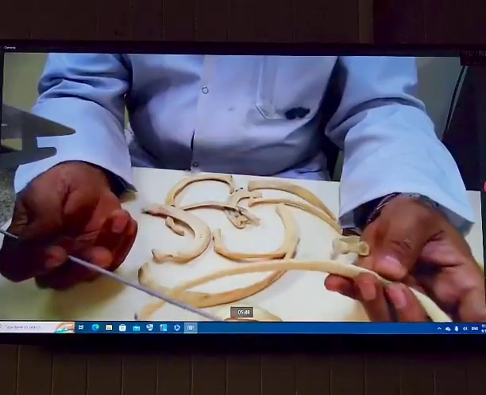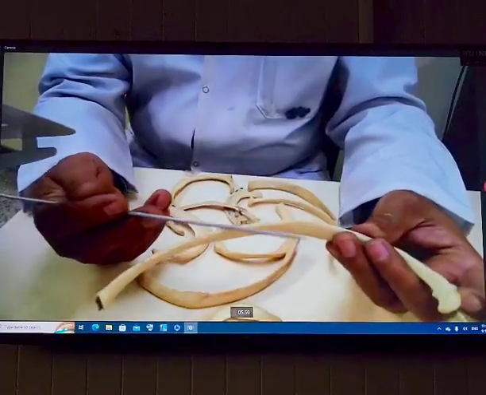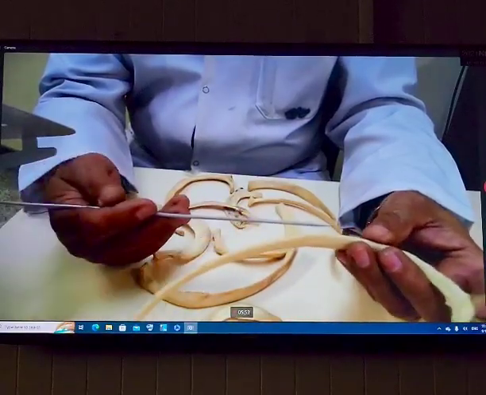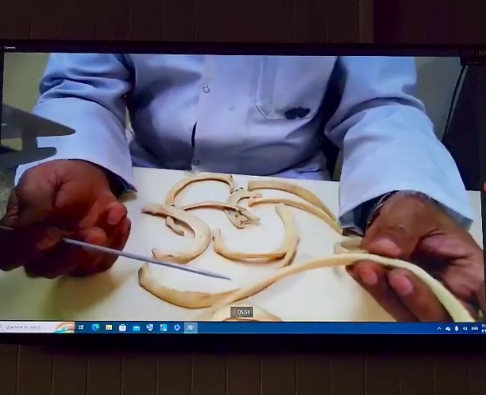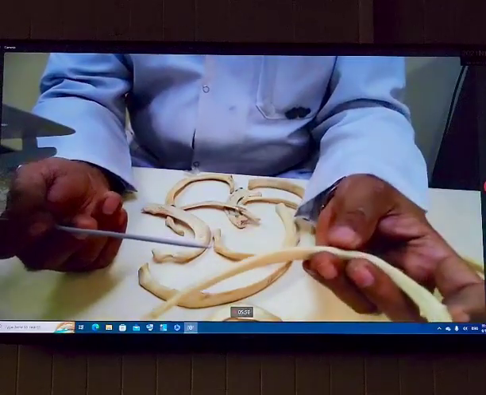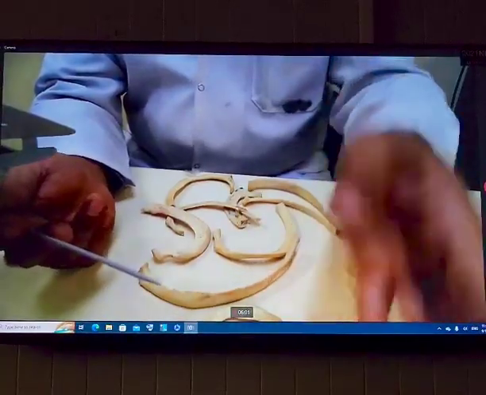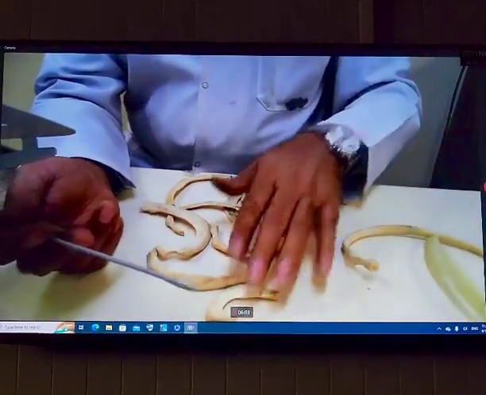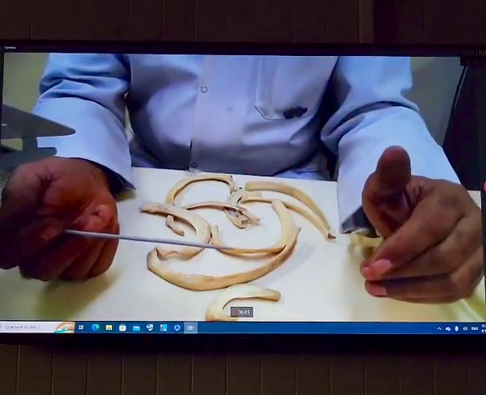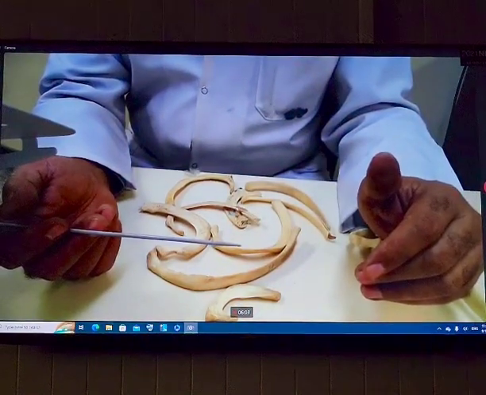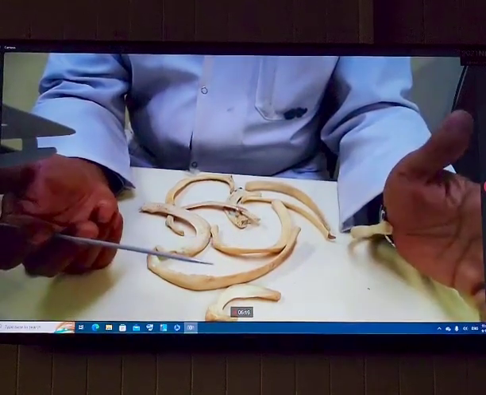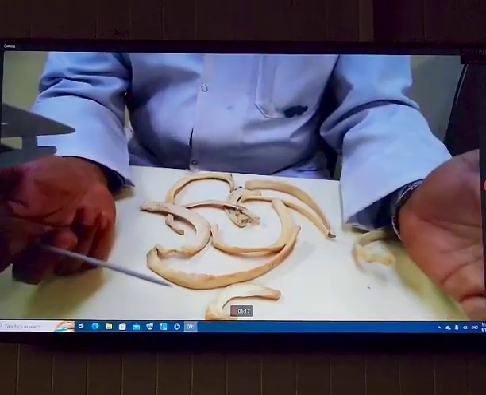Also, I may put this whole rib and ask you, is this a typical or atypical rib? This is another type of question. And I may ask you, why is this a typical rib, and so on. Any of the ribs that does not have such features is an atypical rib.